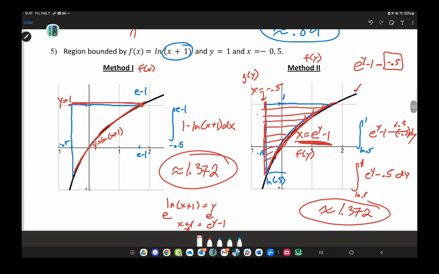We kind of did the same thing over here. No, not really. We didn't need the bounds here. We just saw it.